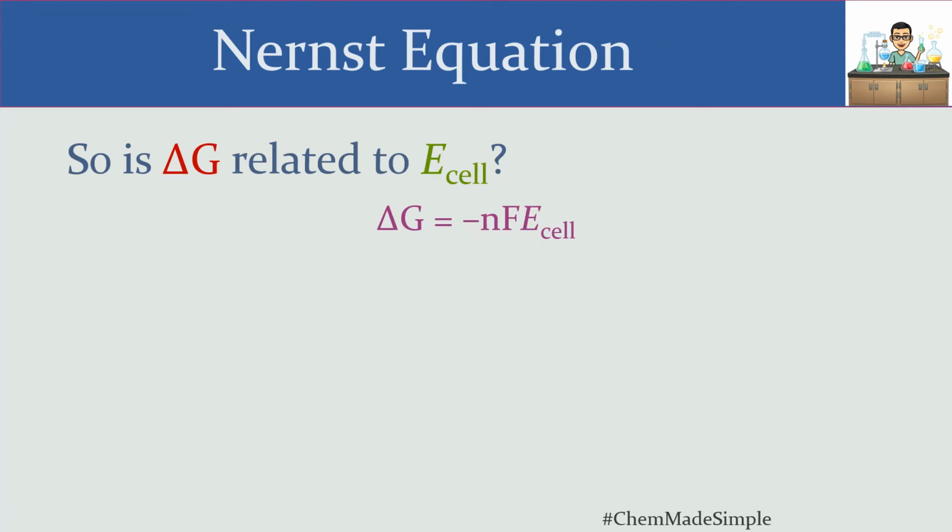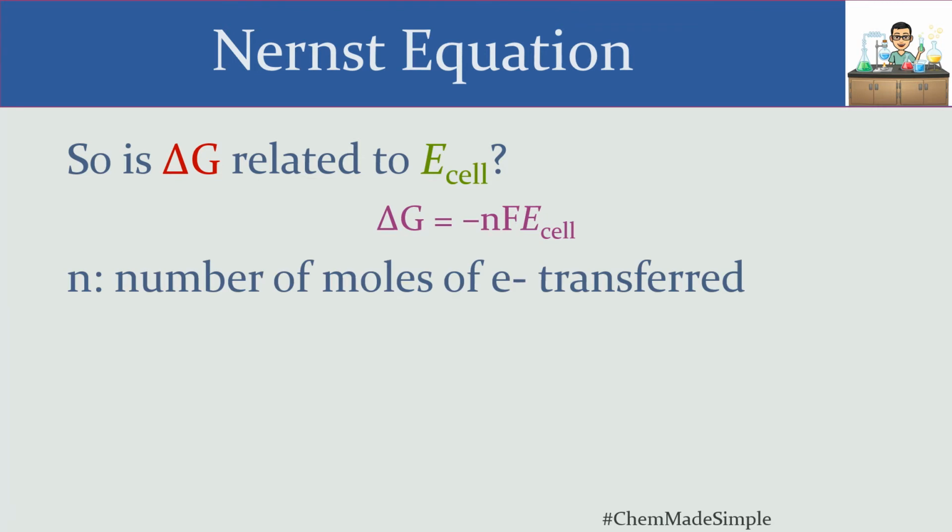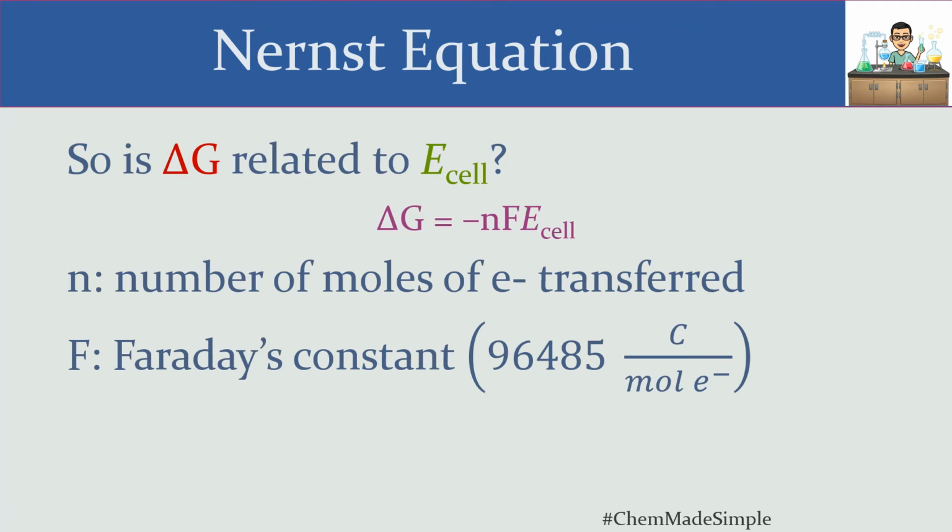The two other variables here are N and F. N is the number of moles of electrons transferred, and I'll show you how to spot that. And F is Faraday's constant, and it's a proportionality constant that relates delta G to the cell voltage. We need to be able to relate the charge that's carried by a mole of electrons. So a mole of electrons carries about 100,000 coulombs worth of charge.